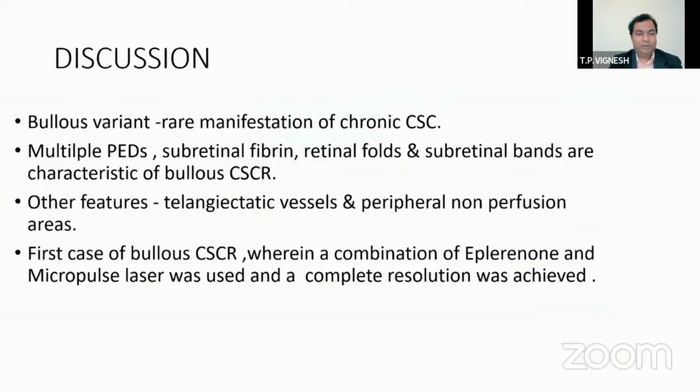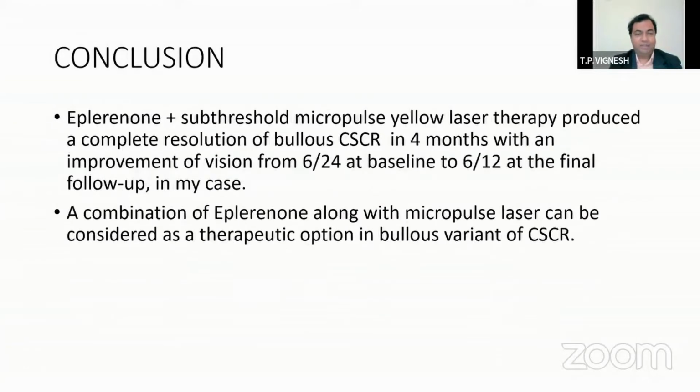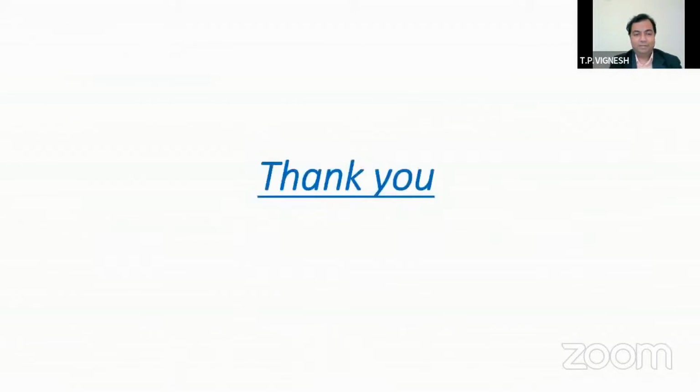So we all know bullous variant is a rare manifestation of chronic CSC, and this was the first case of bullous CSCR wherein a combination of eplerenone and micropulse laser was used and a complete resolution was achieved. Eplerenone and subthreshold micropulse laser produced a complete resolution of bullous CSCR in 4 months. The improvement of vision was from 6/24 at baseline to 6/12 at the final follow-up in my case. A combination of eplerenone along with micropulse laser can be considered as a therapeutic option in bullous variant of CSCR. These are my references. Thank you.